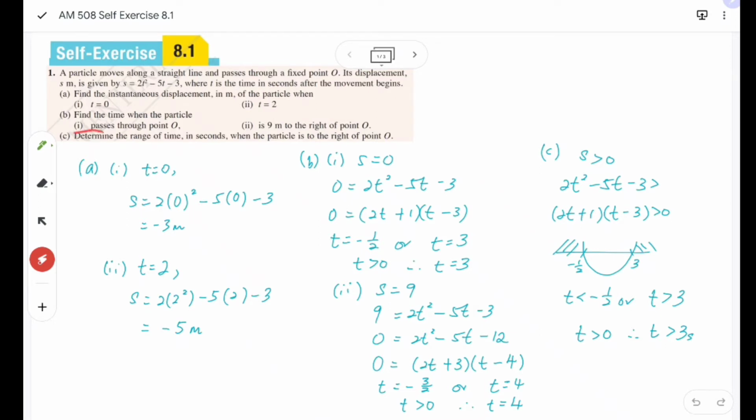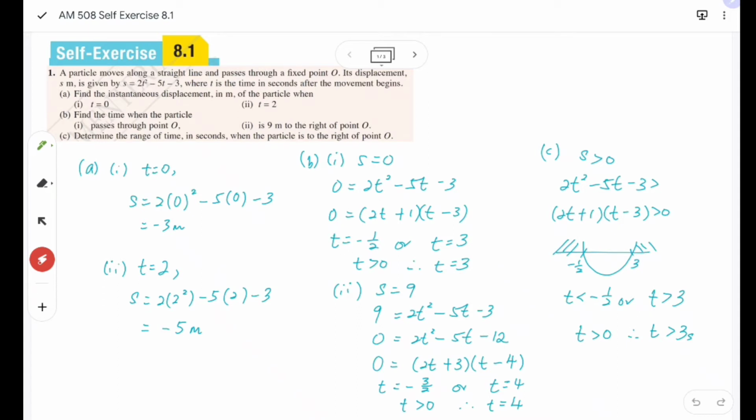Number 1, pass through point O, which is s equals 0. So when s equals 0, 0 equals 2t squared minus 5t minus 3. Then we can factorize the 2t squared minus 5t minus 3 into 2t plus 1 and t minus 3. There we get t equals negative 1 over 2 or t equals 3. And t is about time, so t must be greater than 0, therefore t equals 3.